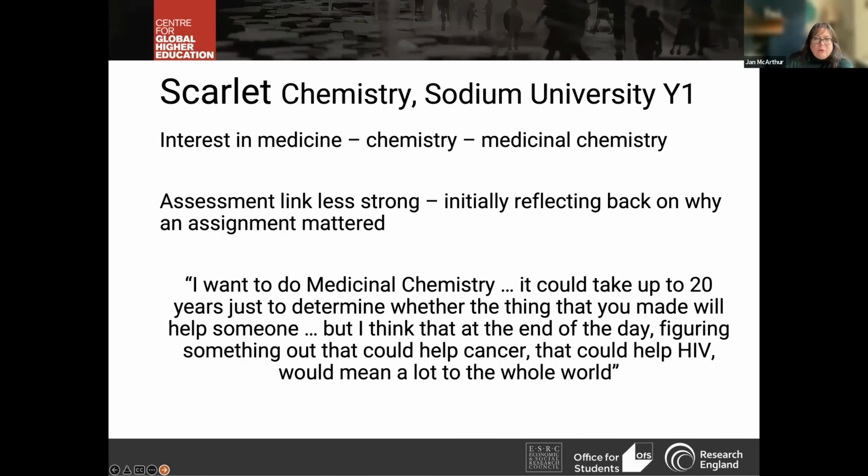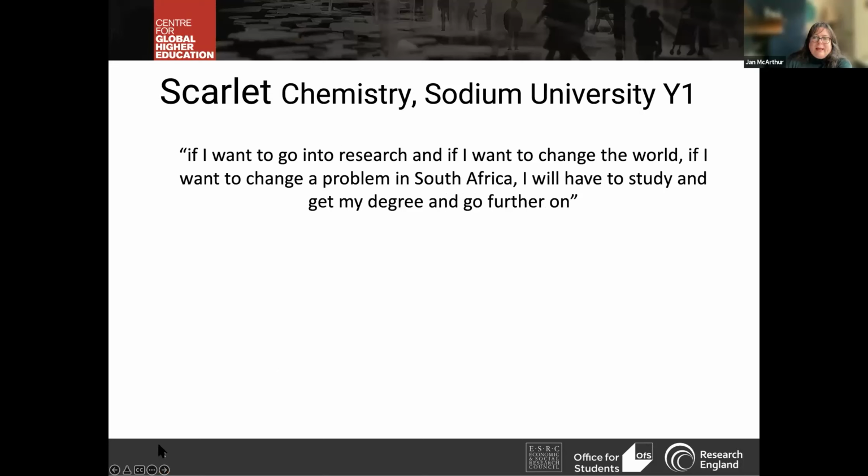So then we looked at all of her transcripts, and we found in year 1 just this amazing desire to change the world came through over and over and over in the transcripts. If I want to go into research, and if I want to change the world, if I want to change a problem in South Africa, I will have to study, get my degree and go further on.